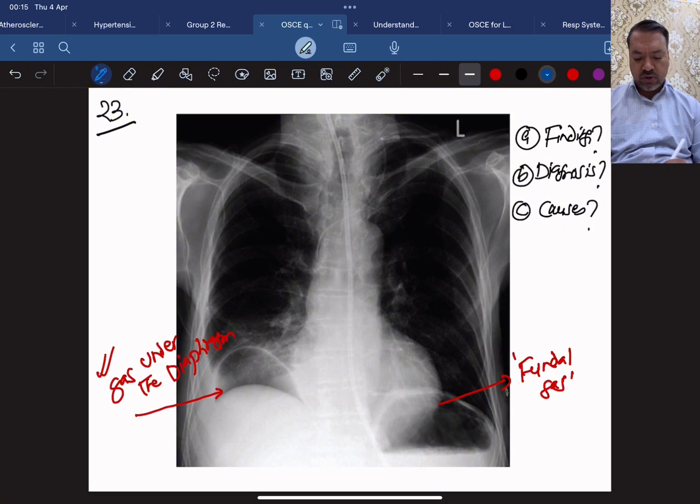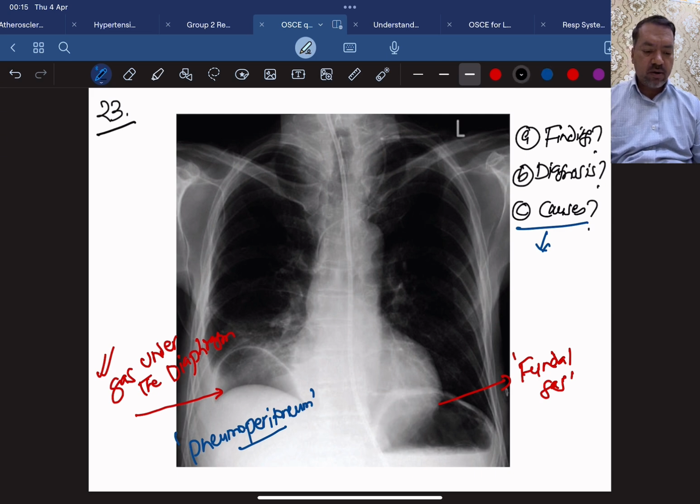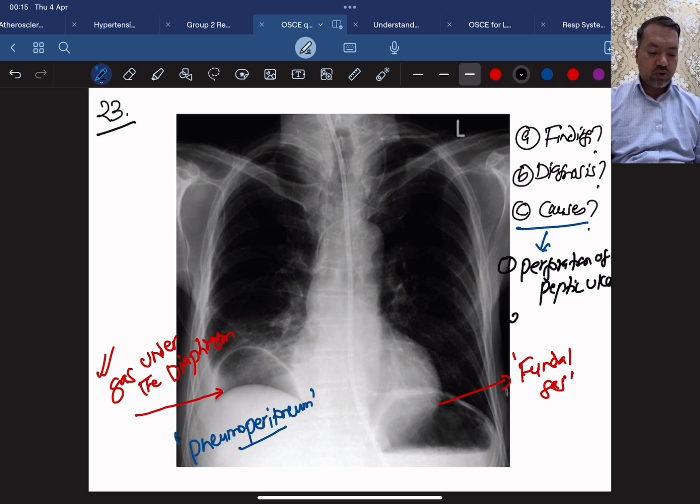Now another term for this is pneumoperitoneum. Pneumo is gas, peritoneum is the abdominal cavity. Okay, so this is the diagnosis, pneumoperitoneum. Then what are the causes? The common causes for this pneumoperitoneum or gas under the diaphragm are perforation of the peptic ulcer, both gastric as well as duodenal ulcer, one of the most common causes. The second is rupture of any viscera. Viscera means internal organs like the GI tract.